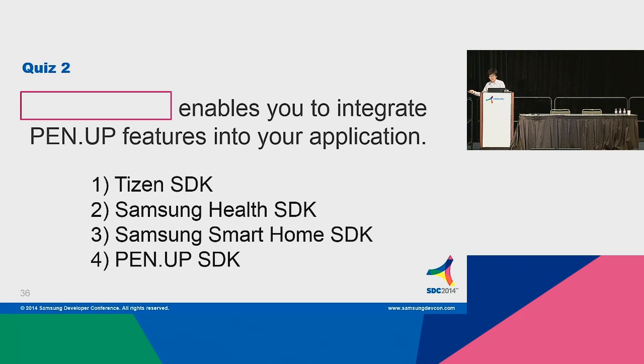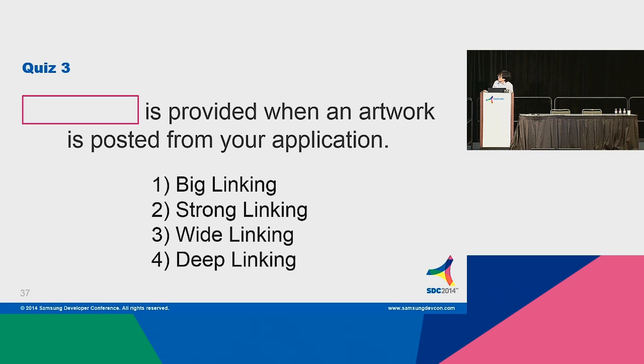Okay, the last one. This is provided when an artwork is posted from your application. Number 1, big linking. Number 2, strong linking. Number 3, wide linking. Number 4, dim linking. Okay, yeah, the gentleman over there. Number 4, yes, right. The answer is number 4, dim linking. Give him a big hand.